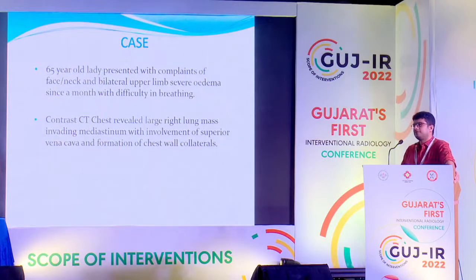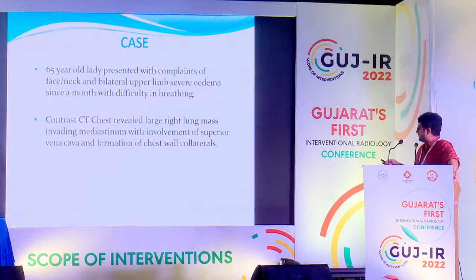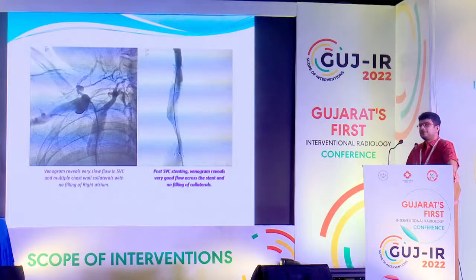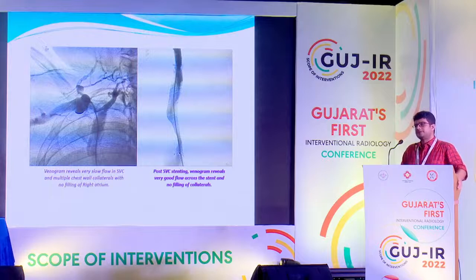SVC syndrome, lung mass obstructing the SVC. There is facial puffiness, very bad quality of life, and upper limb edema in this kind of patients. They are all palliative patients. So what we do is we open up the SVC, and the facial edema and upper limb edema gets resolved in 24 hours. So this is a very good procedure in palliative patients. We know that the survival is 3 to 6 months, but it gives a good quality of life.